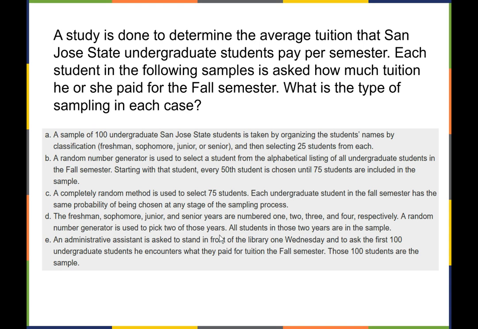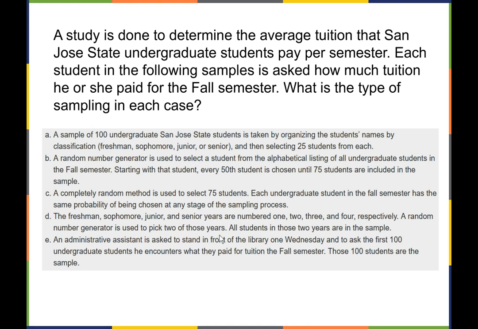B, a random number generator is used to select a student from an alphabetical listing of all undergraduate students in the fall semester. Starting with that student, every 50th student is chosen until 75 students are included in the sample. So that's going to be every 50th student down the list. So that's going to be systematic sampling.